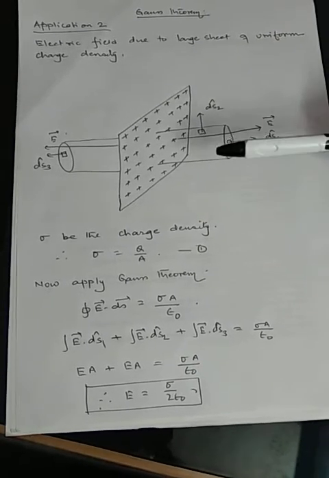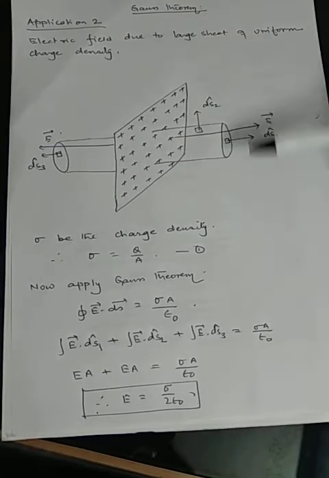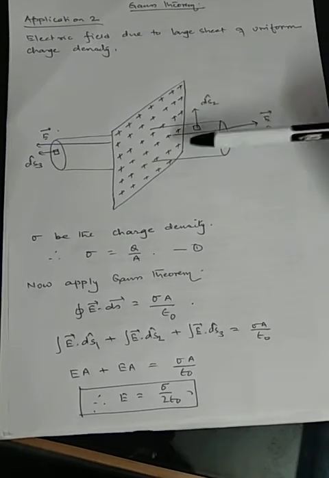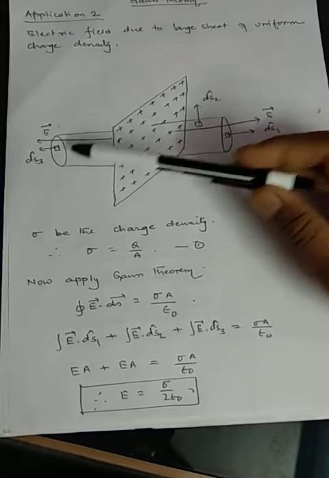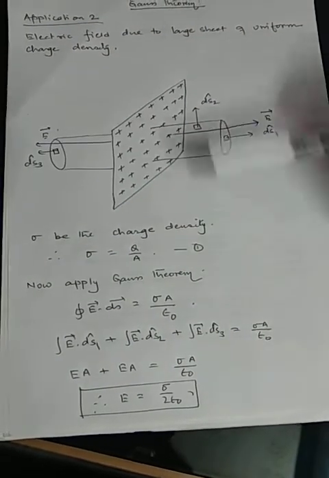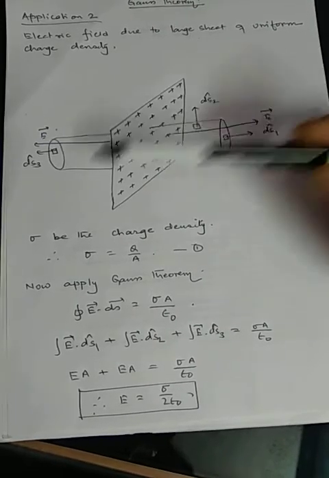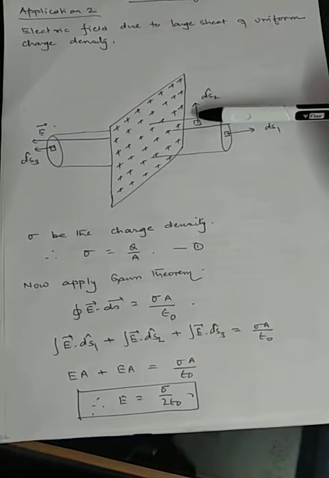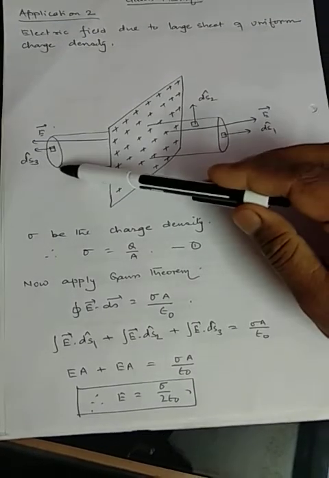So what I'm trying to do is, this particular cylinder is made up of three different surfaces. One is this, which is a circular disc, and a curved surface, right? Out of these surfaces, we are assuming small surfaces out here, ds2, ds1, ds1.